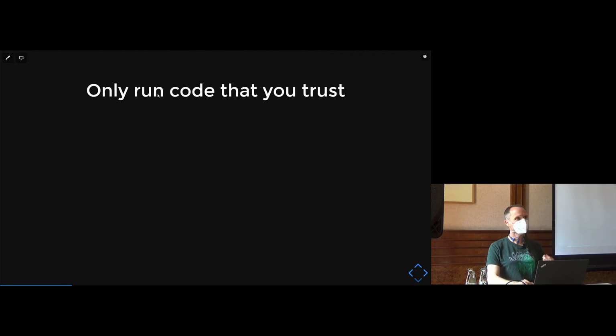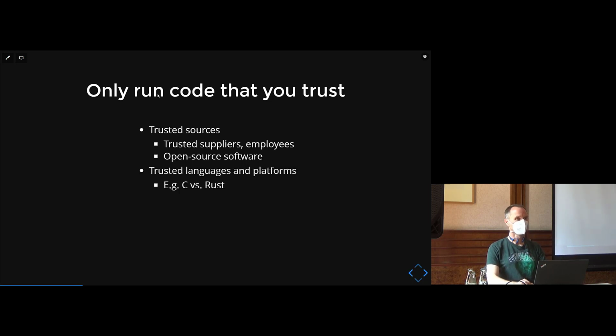So what we want as developers, we only want to run code that we really trust. From trusted sources, like trusted suppliers, trusted employees, or open source software where we know that the community who built that code can be trusted. We only run trusted languages inside of our system. The question is, what do we trust? Do we trust code in C? As we all know, C is very, very hard to master. It's very simple to make mistakes if you write code in C. While if you write code in Rust, you get proven memory safety.